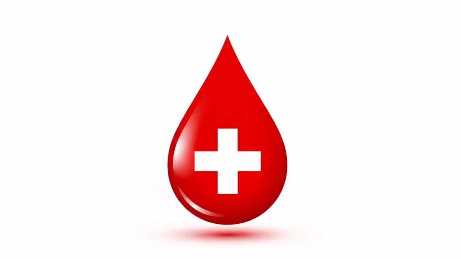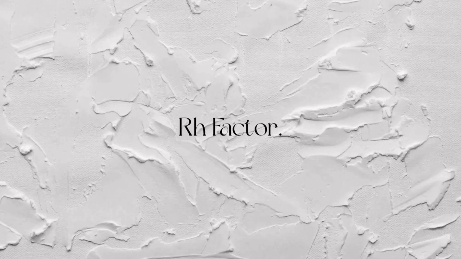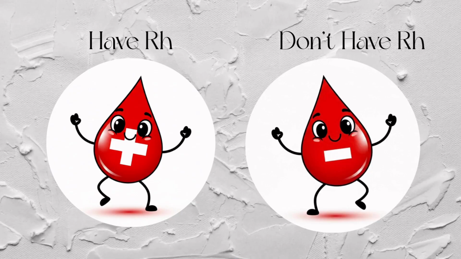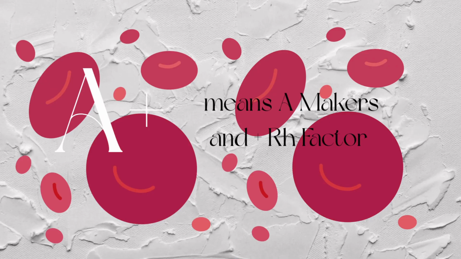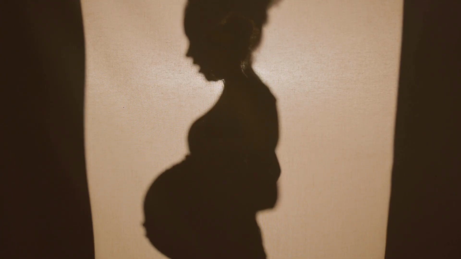Now let's talk about the positive and the negative. This comes from another marker called the Rh factor. If you have it, you're a positive. If you don't, you're a negative. So A positive means A markers and the Rh factor. O negative means no A or B markers and no Rh factor. This matters a lot in pregnancy and blood transfusions because your immune system reacts strongly to unfamiliar markers.